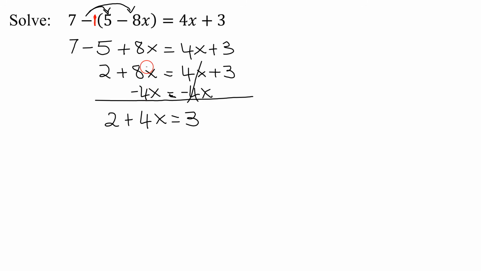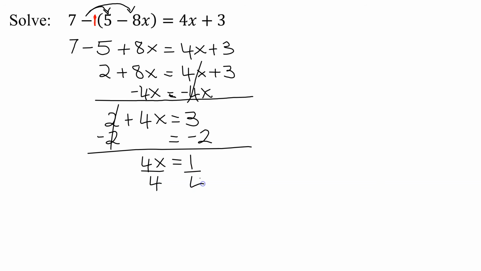Notice when I do this, I line up like terms to make my life easy. Now I've got to get rid of the 2, so I'm going to subtract 2 from both sides. The reason I do that is 2 minus 2 is 0, so I get left with 4x on the left-hand side equals 3 minus 2 is 1. So now the last step, get x by itself, divide both sides by 4. These 4's reduce, so I just get left with x equals 1/4.